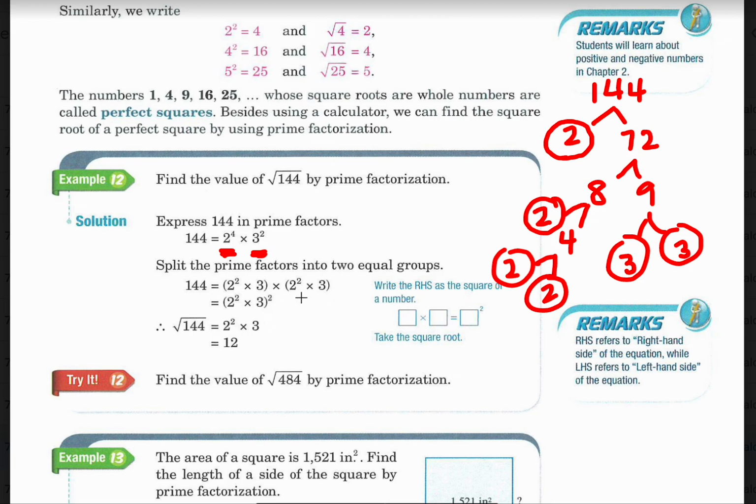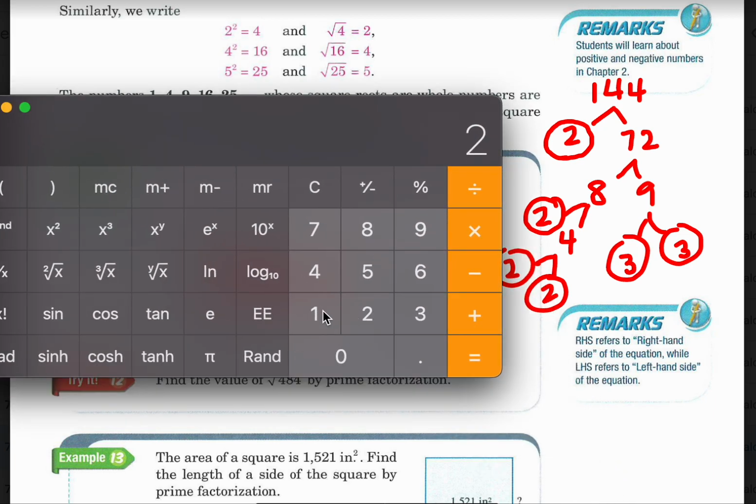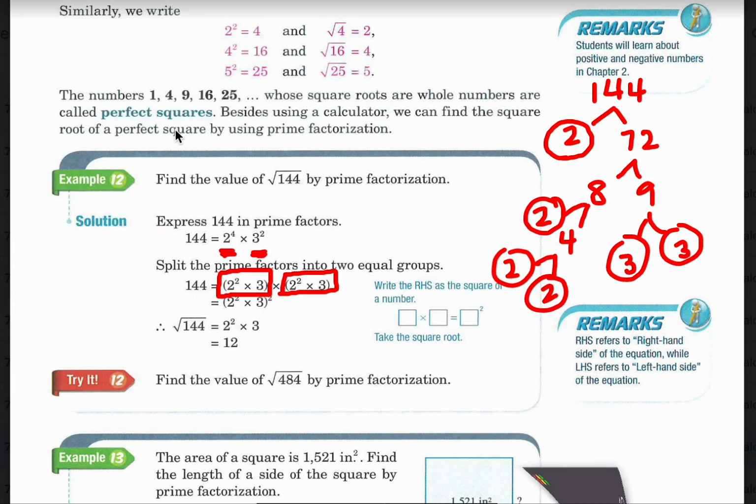And so if I wanted to figure out the square root of 144, I just figure out half of that. So these are the 2 numbers that are going to multiply by themselves to get to 144. So what's in each of these boxes? Well, in my calculator, I would just put the 2 squared times 3. 2 squared is 2 times 2 times 3. So that's 12. That's how we got the answer of 12.